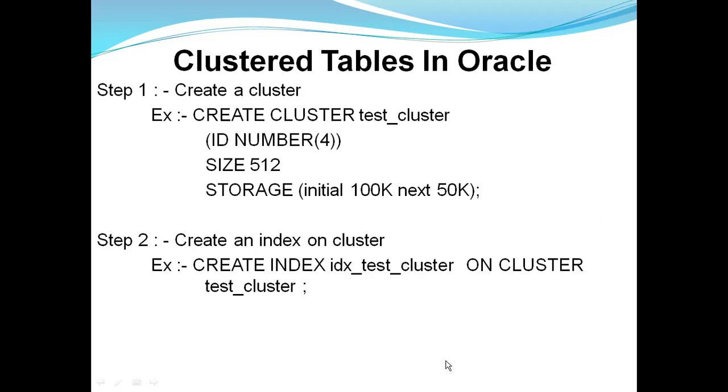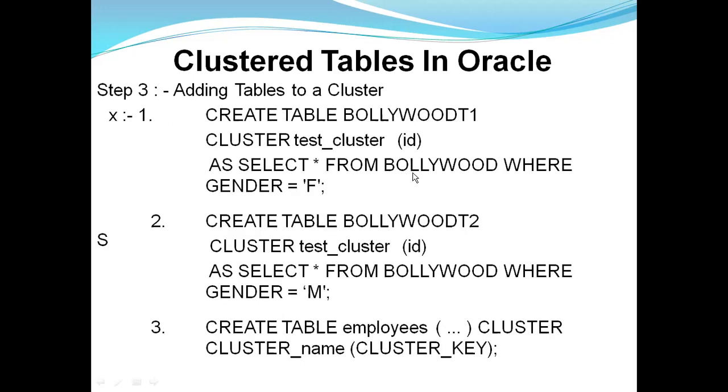Very simple. So after giving this test cluster, this index will be created. But you might have noticed here that no column name is provided. Usually while creating an index, we provide the name of the column. So here, this index is created on the cluster key, automatically on ID. That's why we never provide a column. Very simple. So step 1, create a cluster. Step 2, create an index on the cluster. And step 3, adding the table to a cluster.